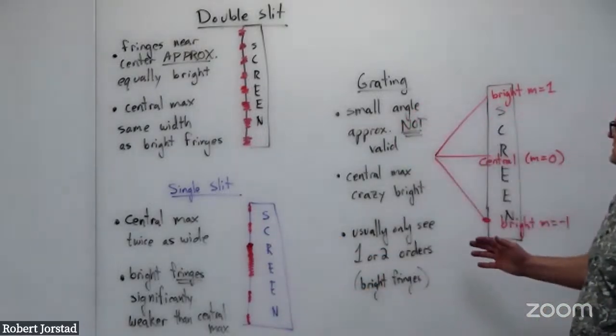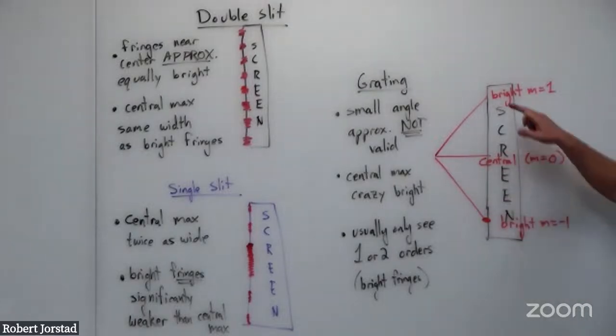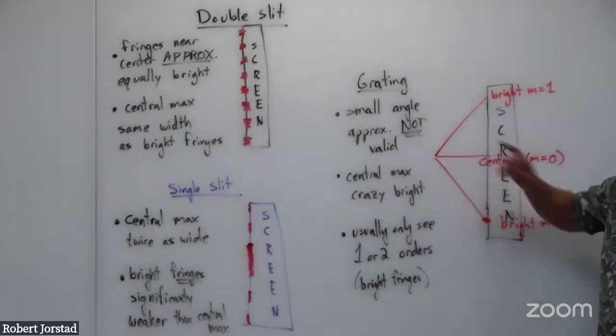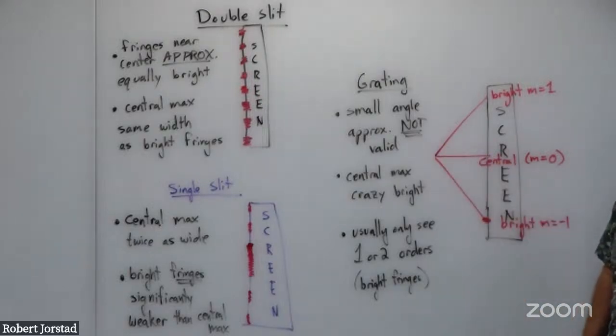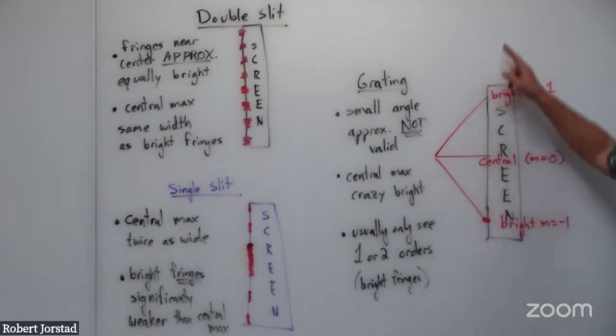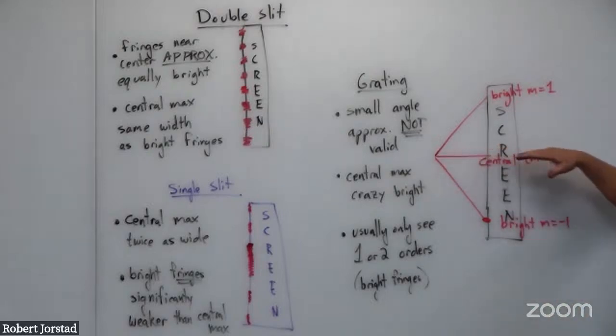Then the diffraction grating, we saw that you get this central max and basically two dots out here, right? The central max was crazy bright, the small angle approximation is not valid, and then sometimes you can even see a second dot way out here. Those are called the second orders. So you'll see the 0th order or the central max, and then a bright spot on either side.